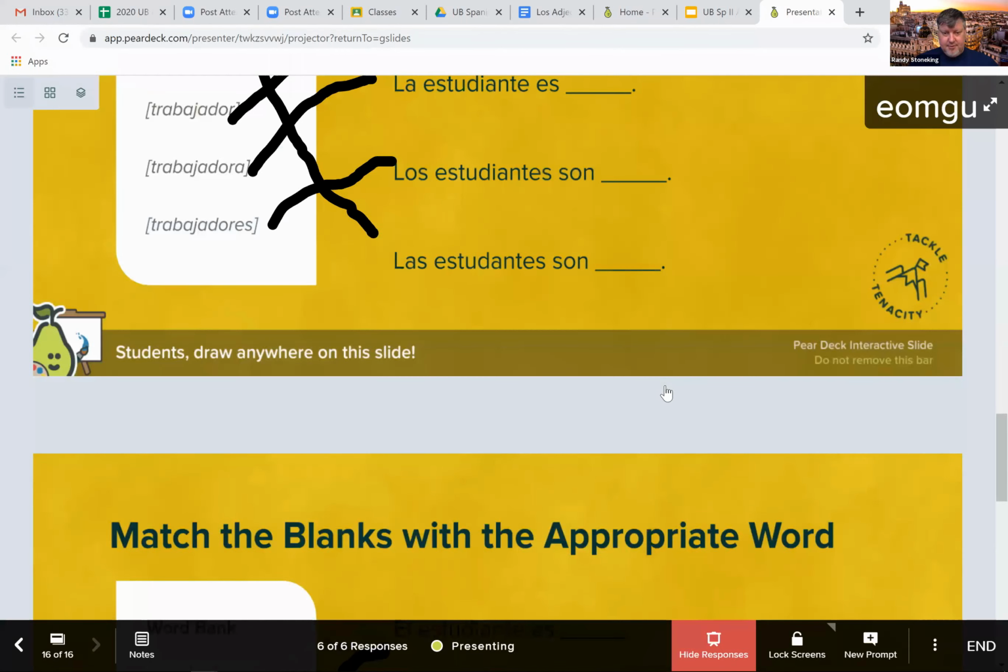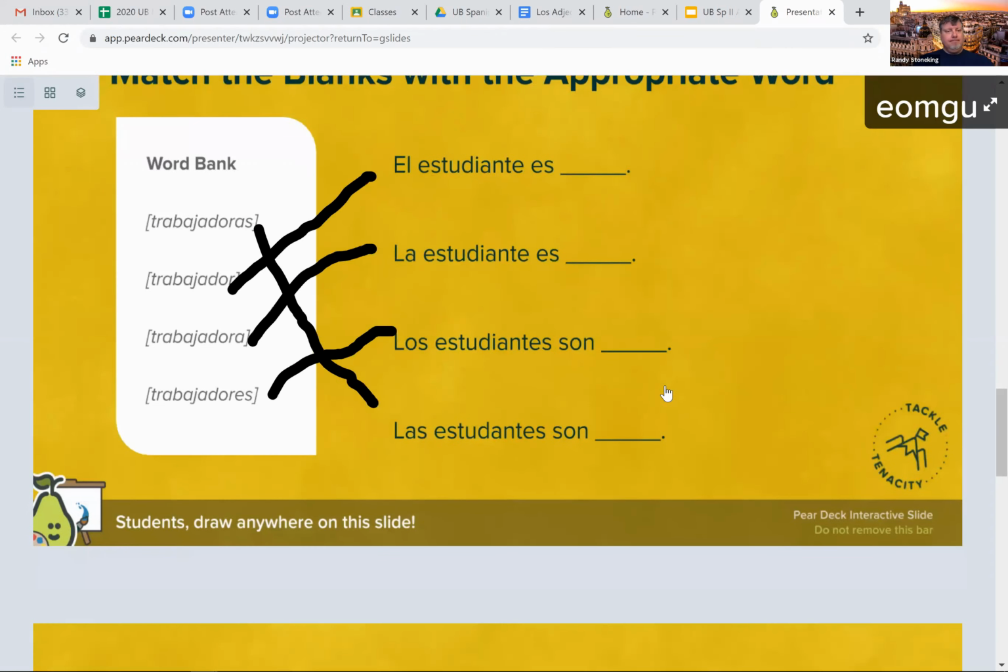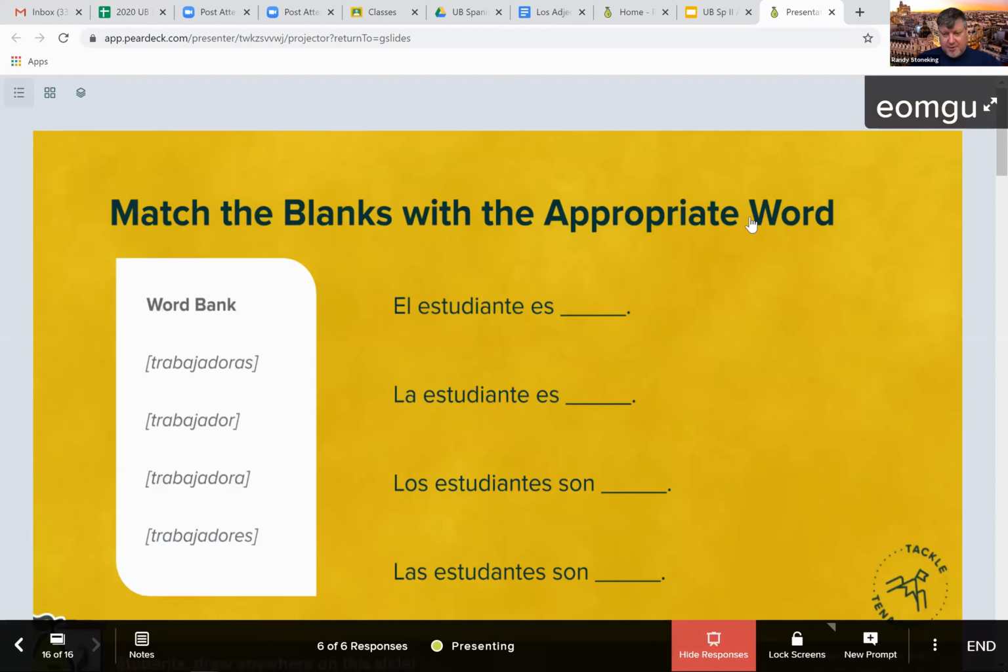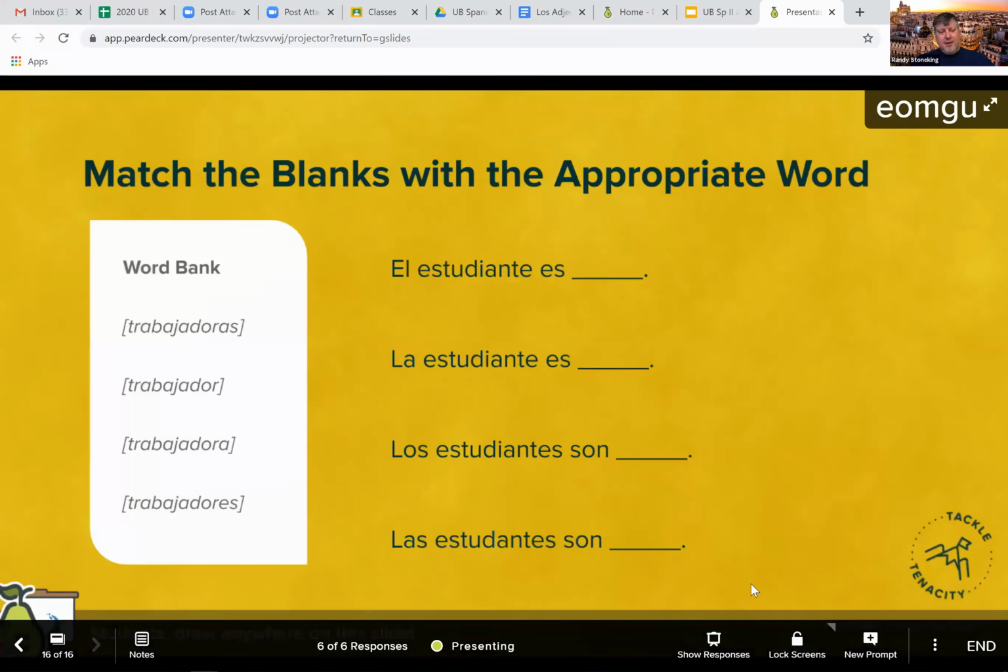Very good. Okay. Muy bien. Okay, so let's hide our responses for a sec. So let's do this. Now we're going to talk about ourselves a little bit.